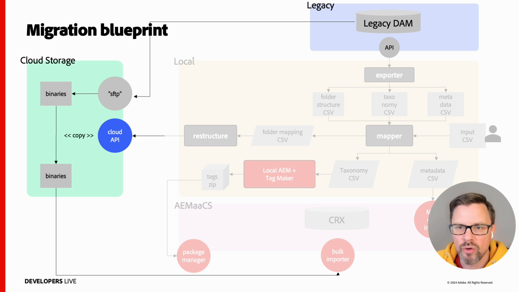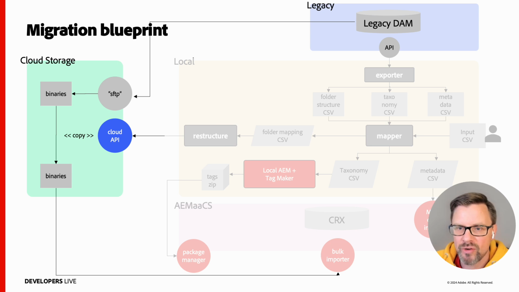Let's start at the top right corner on the legacy DAM. We assume that the system has a way to export the data to a cloud storage provider. This can be either AWS S3 or Azure Blob Store. Most legacy systems I have encountered do have such an interface.